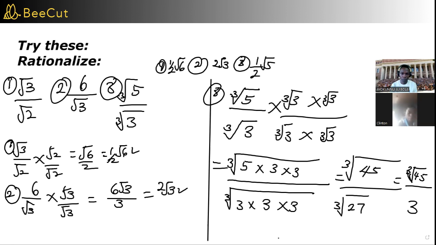I'm done. Okay. Now here is one that I will allow you to try. Let's call it number 4. So that will be root 2 plus 1 over root 2 minus 1. So try this and let me have your answer. Okay.